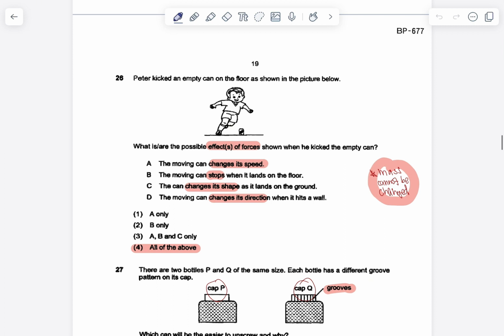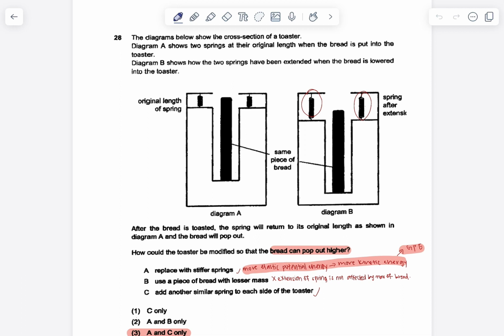Question 28. The diagram below shows the cross-section of a toaster. Diagram A shows 2 springs at the original length when the bread is put in, and diagram B shows how the 2 springs are extended when the bread is lowered. After the bread is toasted, the spring will return to its original length, and they want to know how the toaster can be modified so that the bread will pop out higher. So replacing the springs with stiffer springs will allow the bread to pop out higher, because when we use stiffer springs, to reach that same level of extension as before, the spring will contain more elastic potential energy, which will then be converted to more kinetic energy and gravitational potential energy, allowing the bread to pop out higher.